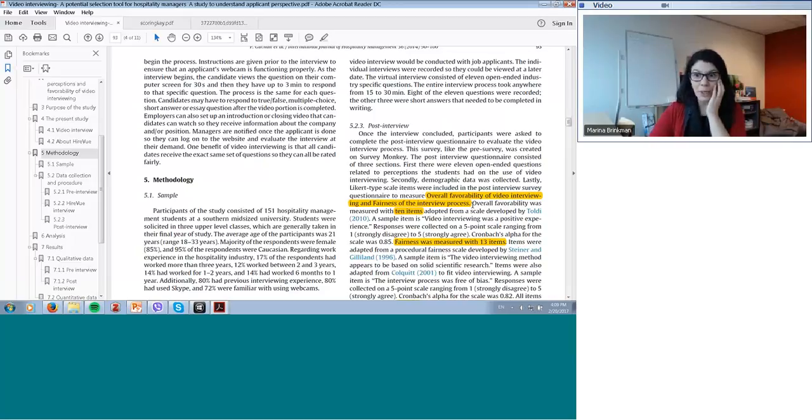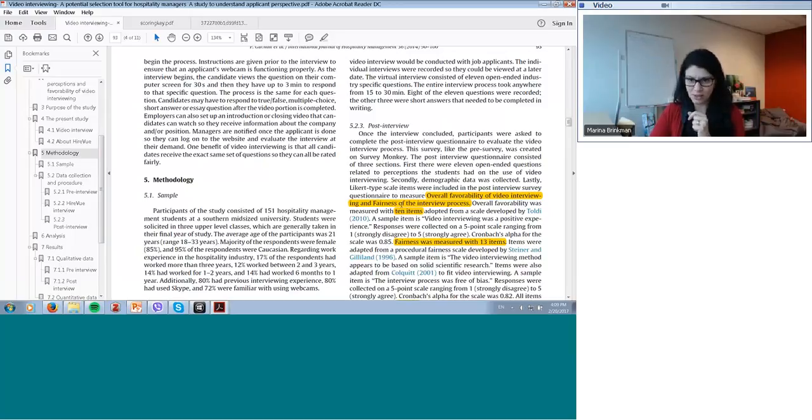So let's have a quick look at this one. This is the whole paper, which I am also more than happy to share with you. I don't think that my graduates will mind. In the methodology, if read twice, three times even, it's quite well documented in terms of the operational definition of the overall favorability, I'm struggling with this word, as you see, of video interviewing and the fairness of the interview process.